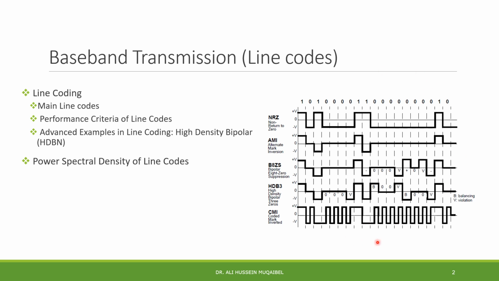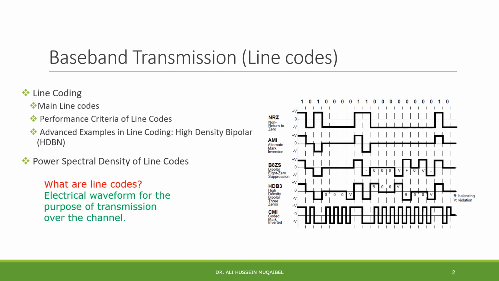The following figure shows you different possibilities for representing ones and zeros. Can we go positive and then negative, or should we go positive for ones and then zero for zero? And what is really the best way of doing it? This is what we're going to do next. So these are just examples of line codes, which will be explained in more detail. Okay, so we can say now line codes are electrical waveforms for the purpose of transmission over the channel, electrical or optical if you like.